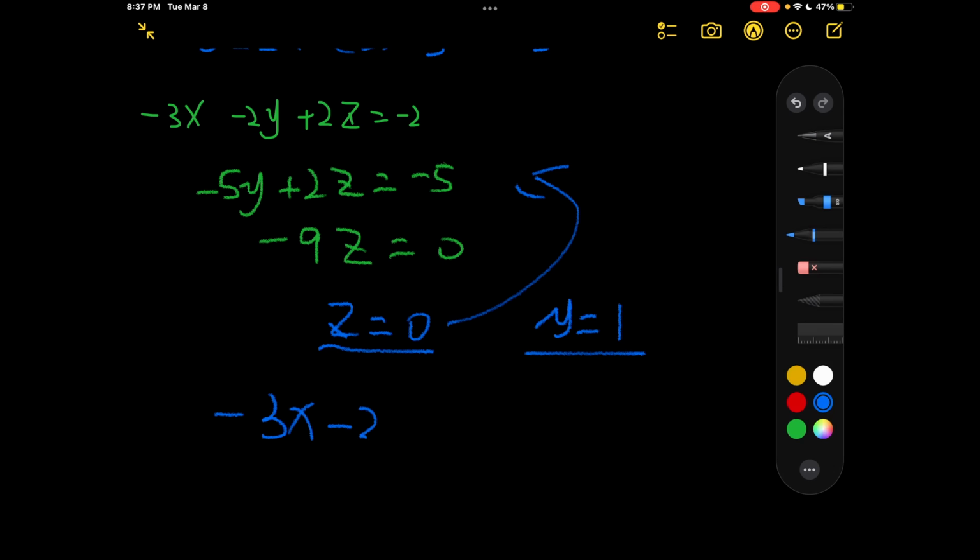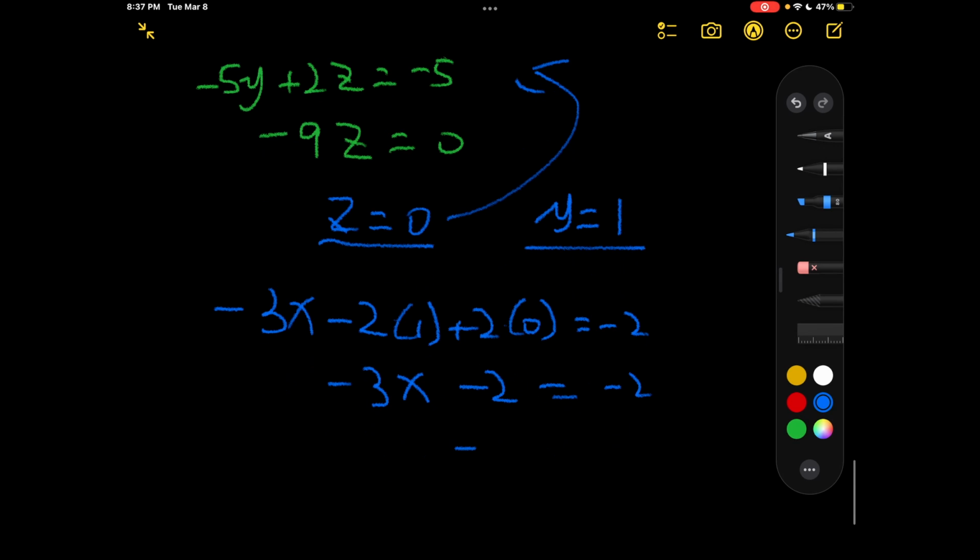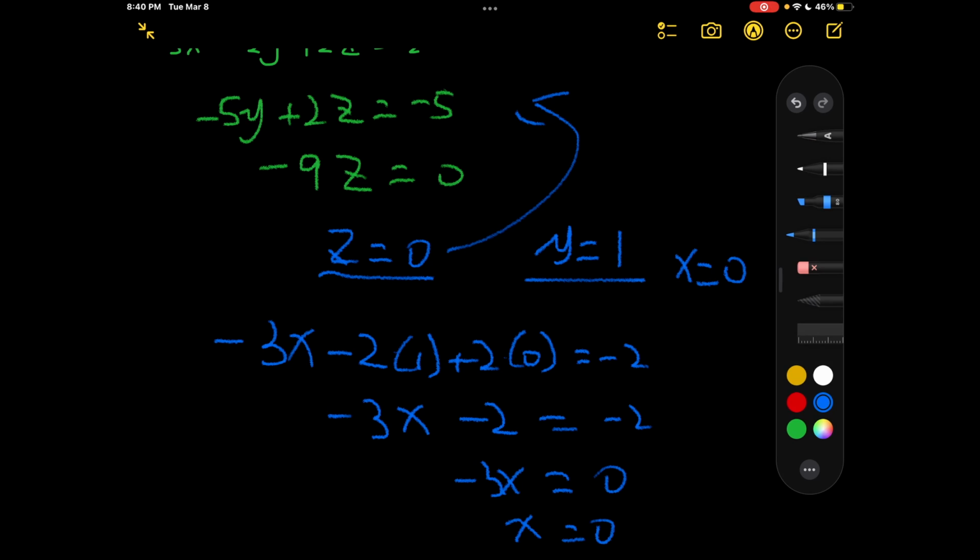-3x minus 2 times y, which is 1, plus 2 times z, which is 0, equals -2. And -3x minus 2 equals -2. -3x equals -2 plus 2, which is 0. x equals 0. So x equals 0, y equals 1, and z equals 0. That's for this question. Okay, let's move on.